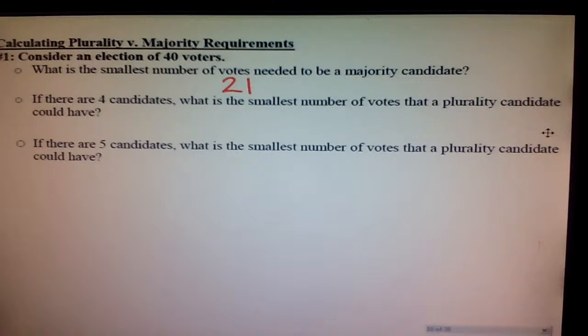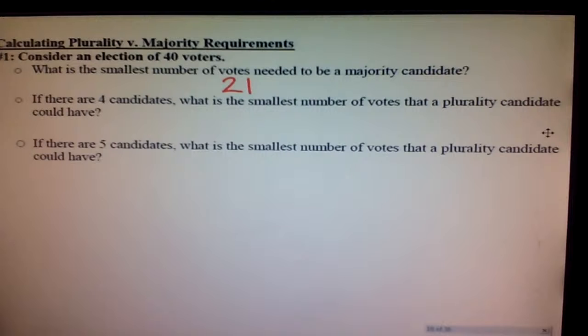If there are 4 candidates, what is the smallest number of votes that a plurality candidate could have? What did plurality mean? The most first place votes. Why do you say 11, Raul? Because there's 4 candidates and 40 voters, so to be able to be at least majority, you have to have 11.